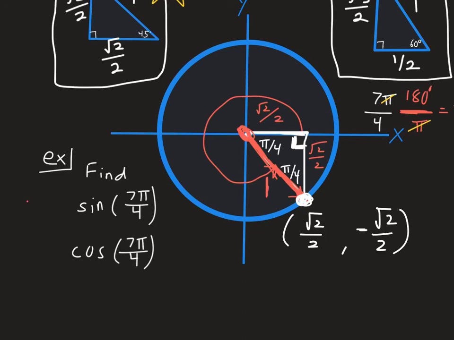Okay, so the sine is my y value, the cosine is my x value. So the x value that we got, or the cosine, is root 2 over 2. And the sine that we got, or the y value, is negative root 2 over 2.